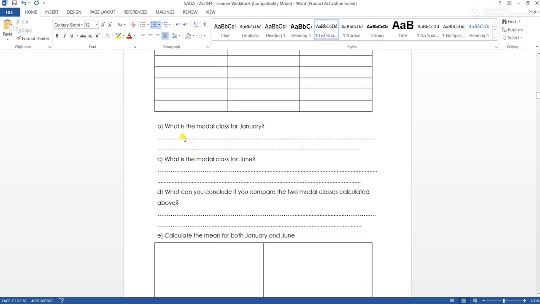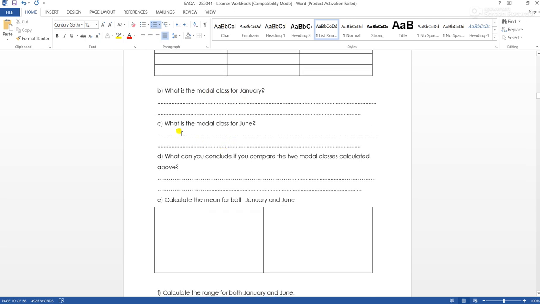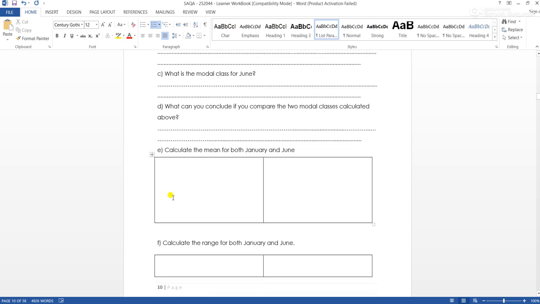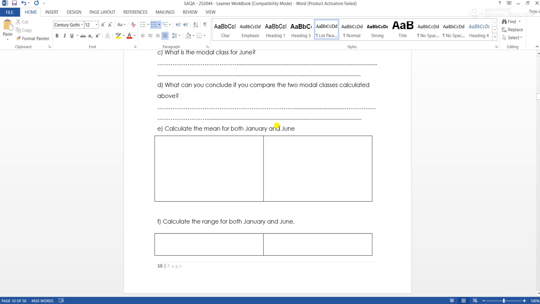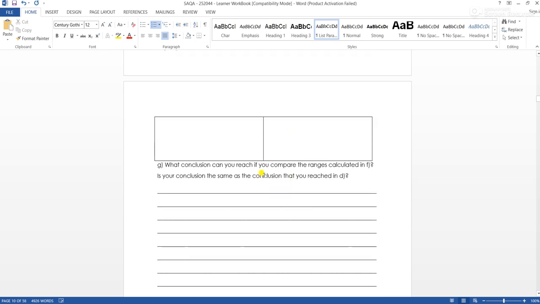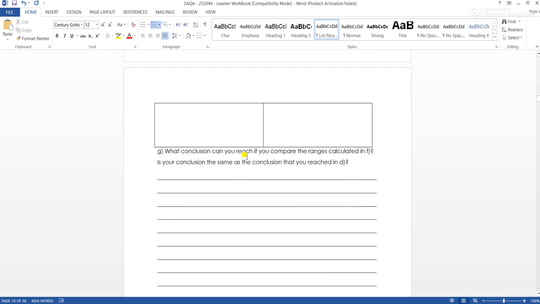And B, what is the modal class for January? And C, what is the modal class for June? And D, what can you conclude if you compare the two modal classes calculated above? And E, you need to calculate the mean for both January and June. F, you need to calculate the range for both January and June. And G, what conclusion can you reach if you compare the ranges calculated in F? Is your conclusion the same as the conclusion that you reached in D?